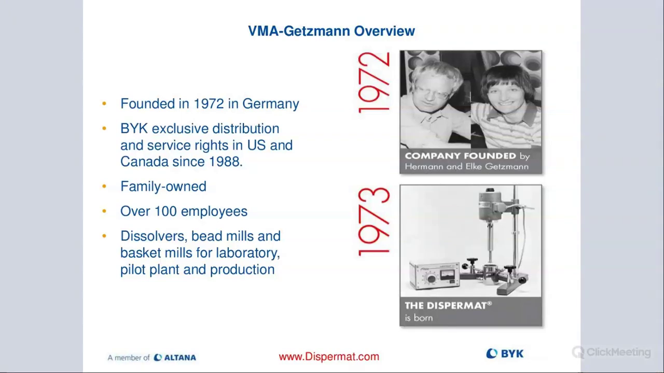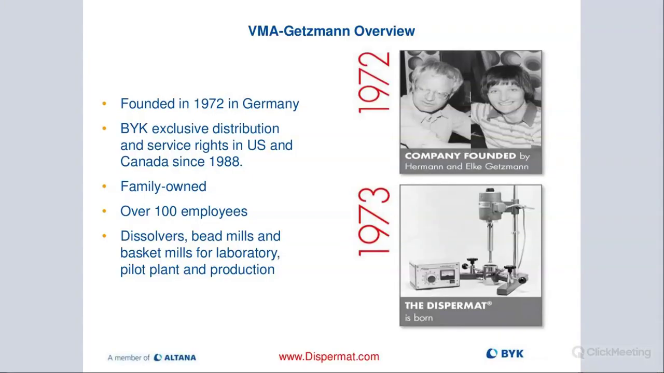The company is still owned by the family. The two sons, Martin and Christian Getsman, are the operating directors. They have over 100 employees worldwide. And VMA Getsman is known to make high-end dissolvers, speed mills, basket mills, not only for the lab space, but also pilot and production units.